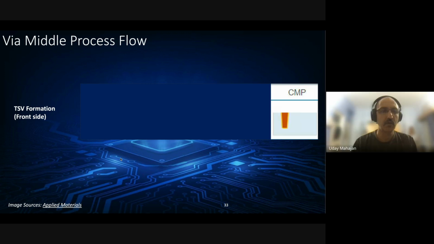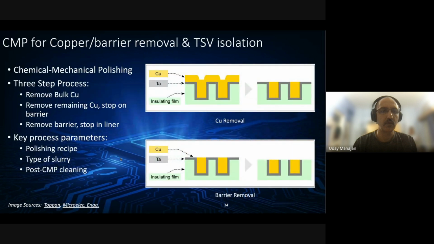The last step for the front end, the via middle process flow front side, is TSV CMP, as one of the questioners alluded to, which is chemical mechanical polishing, where this copper, what we call overburden, which sits on top of the structure, is polished away, removed. It's typically a three-step process. You first remove the bulk copper using a very, very fast process. Then you use a slightly slower process to remove all the remaining residual copper and stop on the barrier layer.